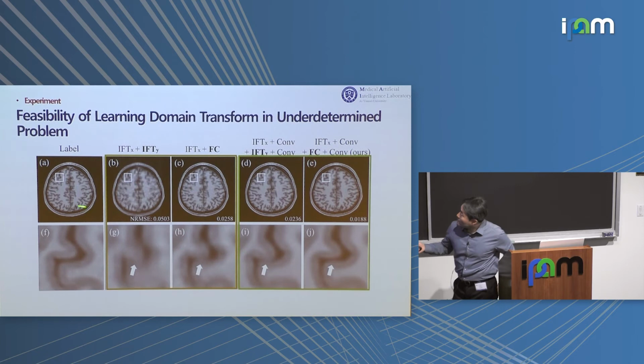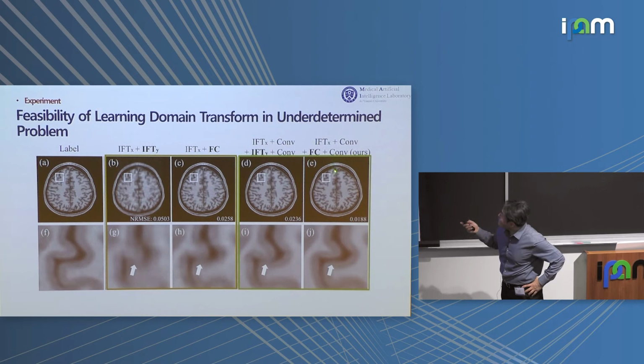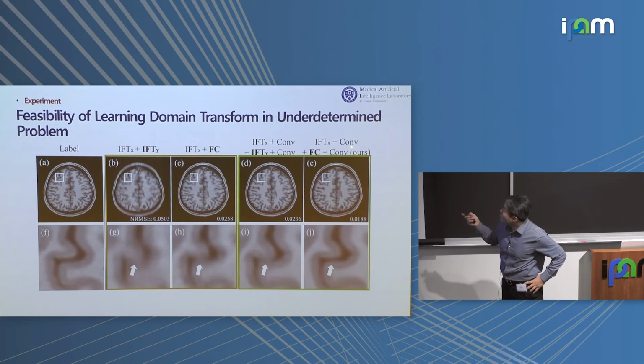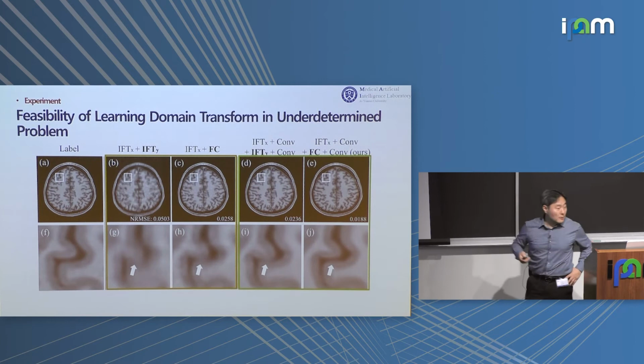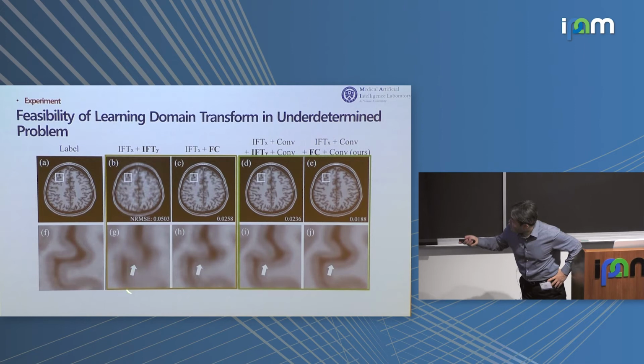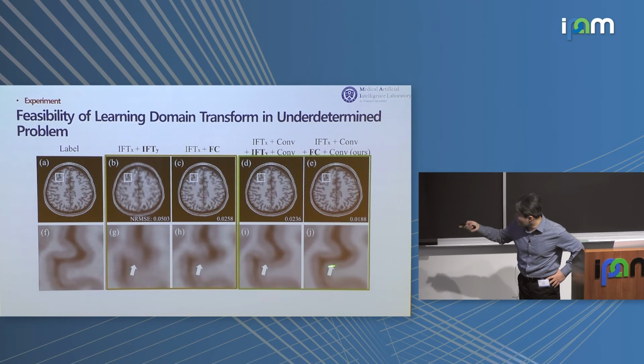So this is the fully sampled label image. And if we use the 1D analytic Fourier transform, the convolution K-net, the fully connected domain transform, and the convolution net that works on the image domain, then as you can see, this is basically a zero-filled reconstruction. All this gray matter and white matter delineation has been degraded, and also these two gray matter structures are merged together, but those features can be restored pretty well in this framework.